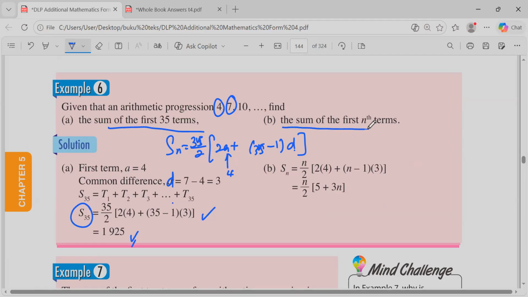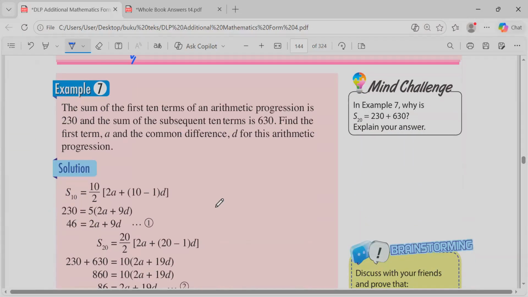Okay, find the sum of the first n terms. He wants the formula only. You just expand it until what you get, like I showed you just now. Okay, look at example 7. Sum of the first 10 terms of an arithmetic sequence is 230.